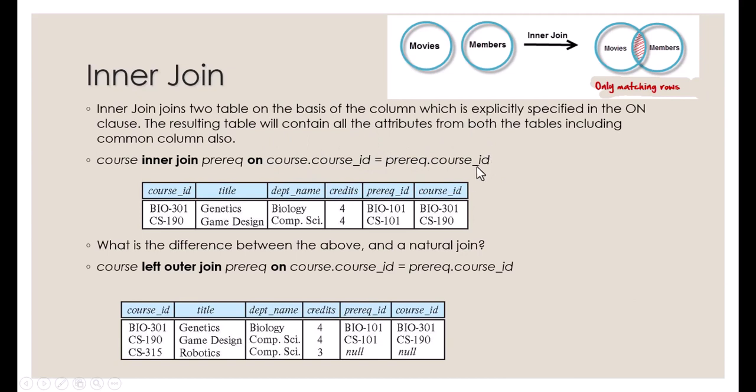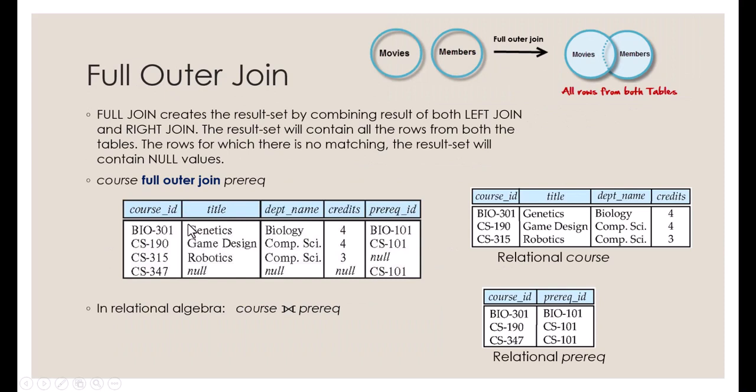Okay. So what is the difference between this one and natural join? Course left outer join prereq on course.course_ID and prereq.course_ID. This will return only the ones where we're specifying this condition here, where course.course_ID is equal to prereq.course_ID. The ones that these two tables had in common were Bio 301 and CSE 190, so only these two will be returned.